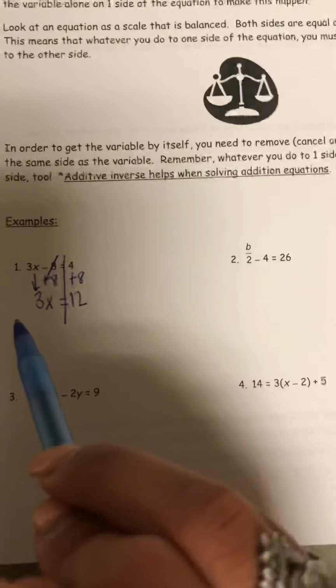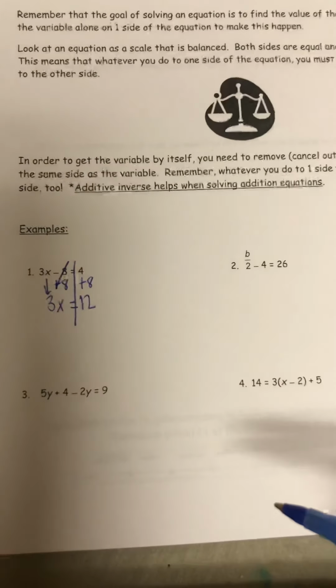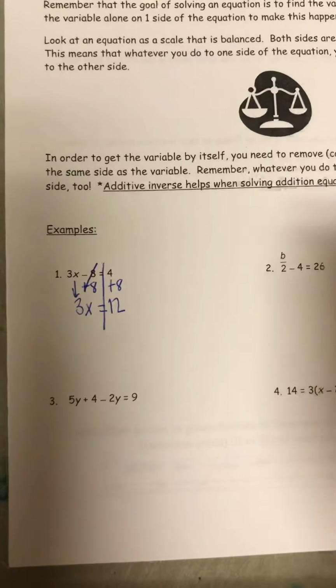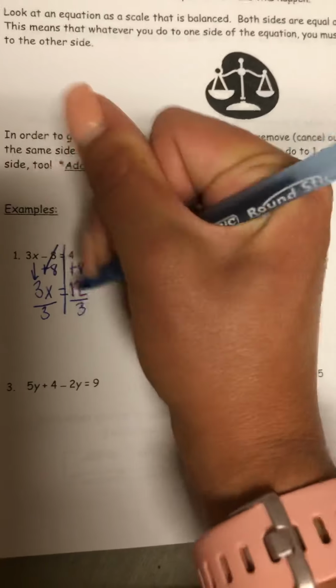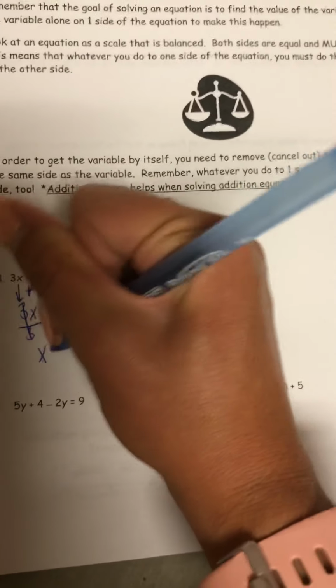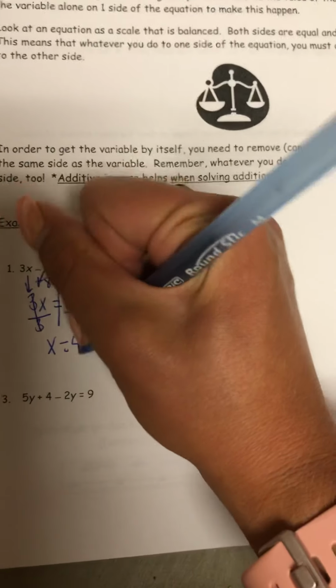And then again, I want x all by itself. This is 3x, or 3 times x. So the opposite of multiplication is division. So I'm going to divide both sides by 3. 3 divided by 3 is 1, and then 12 divided by 3 is 4. So I have x is equal to 4.